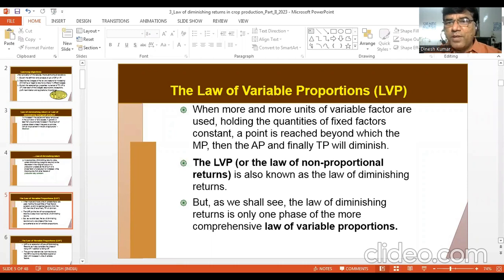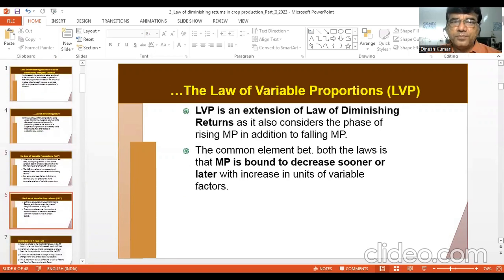When more and more units of the variable factor are used, holding the quantity of the fixed factor constant, a point is reached beyond which the marginal product, then the average product, and finally the total product will diminish. The law of variable proportion, or non-proportional return, is also known as the law of diminishing returns. But as we see, the law of diminishing returns is only one phase of the more comprehensive law of variable proportions. So the law of variable proportion is an extension of the law of diminishing return, as it also considers the phase of rising MP, meaning stage 1, in addition to the falling MP, meaning stage 2 and stage 3. The common element between both laws is that MP is bound to decrease sooner or later with an increase in units of the variable factor.